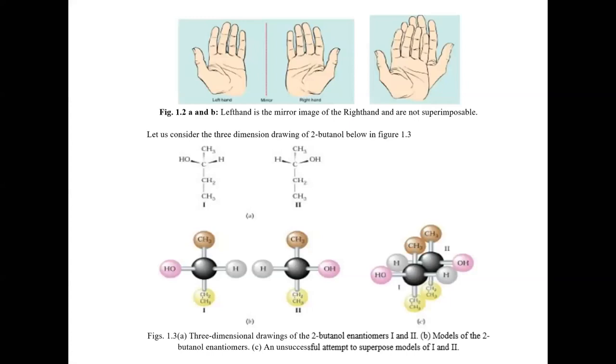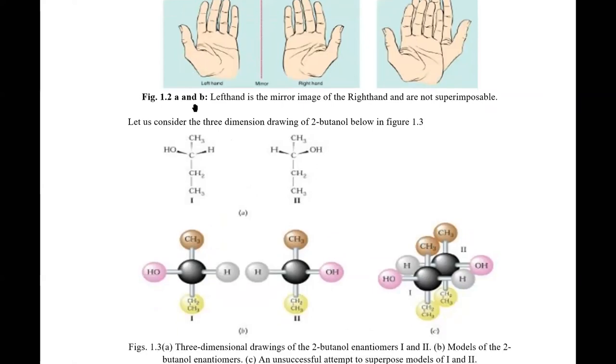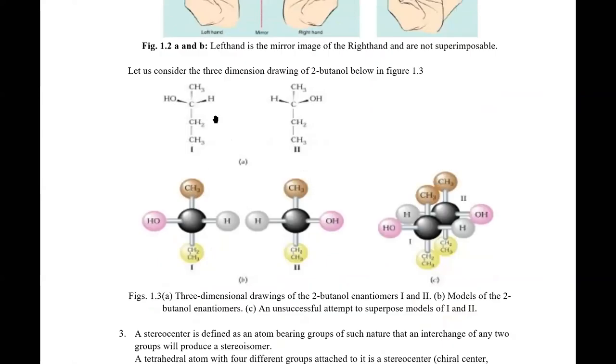Let's consider the three-dimensional drawing of 2-butanol. This is a molecule. Have you seen this molecule? I think you know how to name this. We place a mirror here in between. When you place a mirror, this one is going to reflect and you get the image, which is this one. This hydrogen will be here, then the hydroxyl functional group will be on this side.